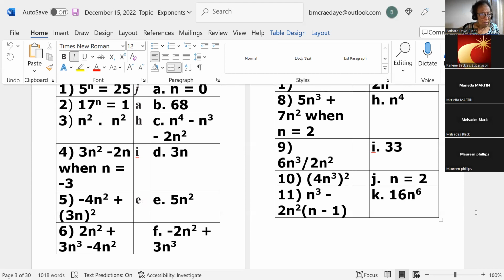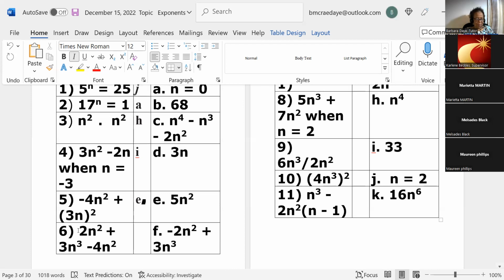Any questions on number 5? Mercedes, are you clear on number 5? Yes, thank you. I understand it now. All right, let's go to number 6.